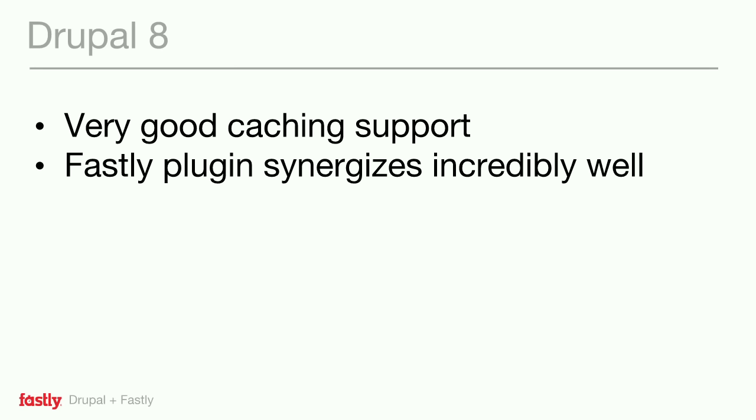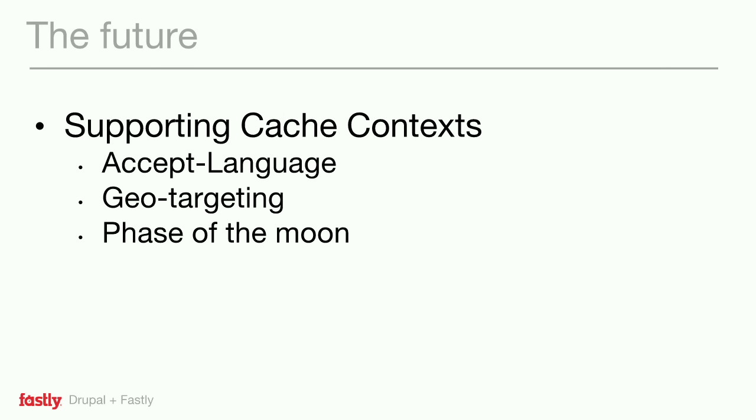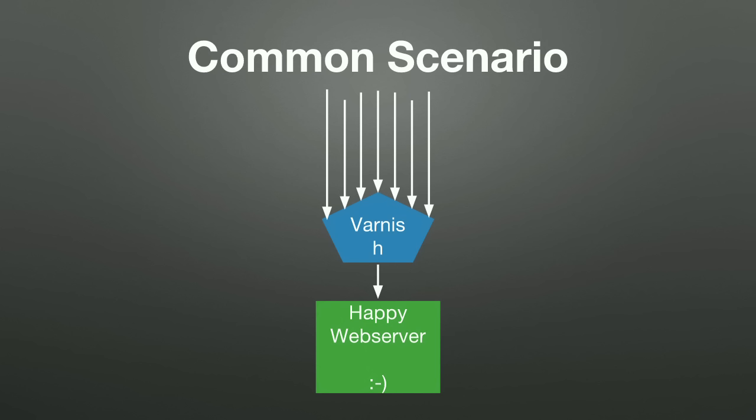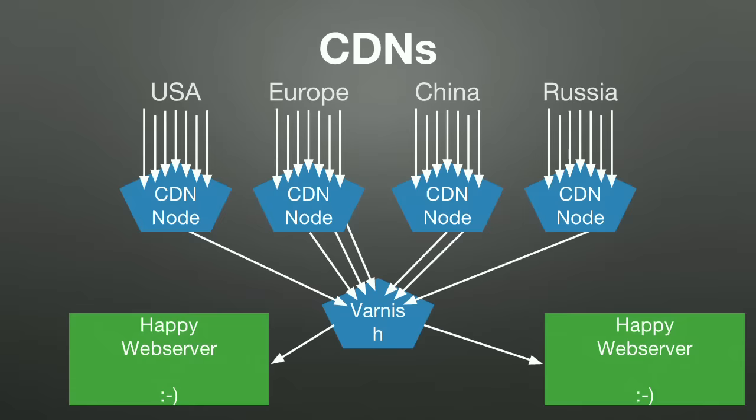Okay, so we have very good caching support in the Fastly plugins and it synergizes incredibly well. But there's more, and that's supporting cache contexts. I'm going to go into a little more detail there. The common scenario is we have Varnish, we have a web server, and it's happy because it doesn't get much load. With a CDN it looks a little different: again two happy web servers, Varnish, and all those CDNs around the world which take the majority of the traffic.